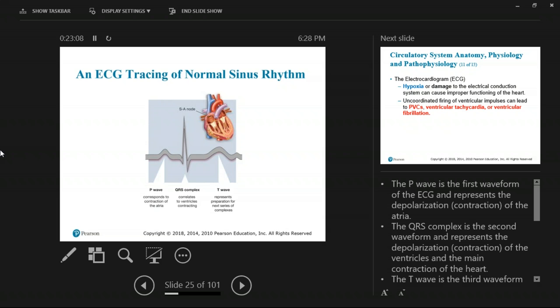So this is what a normal EKG tracing looks like. I would know it. If you get one on the National Registry, they'll give you something like this, an EKG, and ask you what that first little bump in front of the QRS complex is.